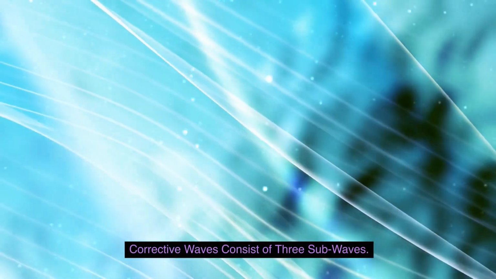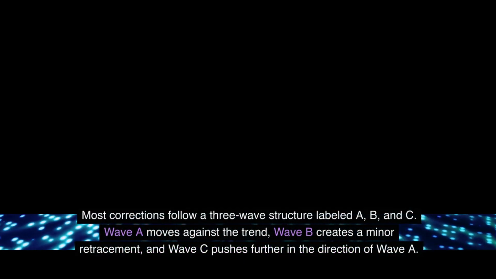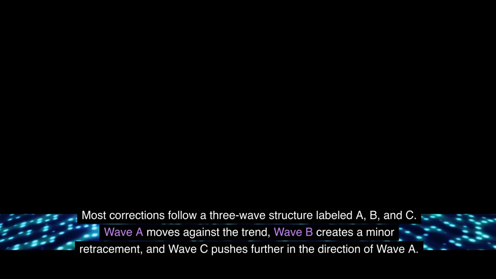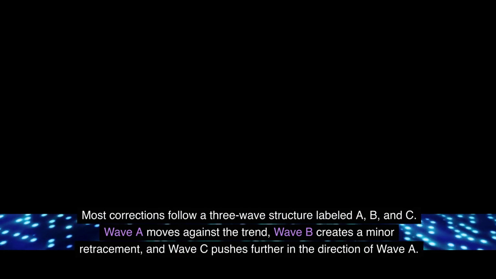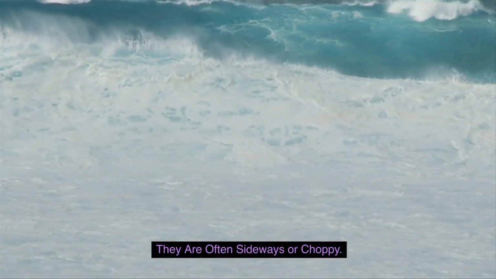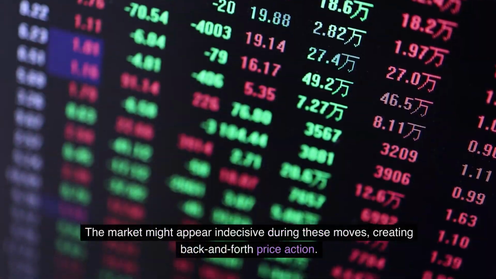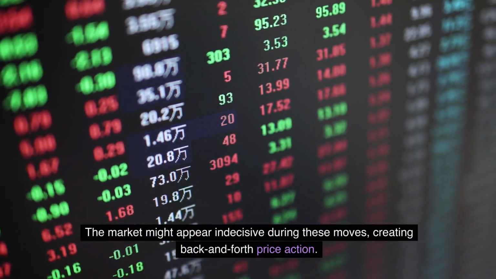Corrective waves consist of 3 subwaves. Most corrections follow a 3-wave structure labeled A, B, and C. Wave A moves against the trend, Wave B creates a minor retracement, and Wave C pushes further in the direction of Wave A. They are often sideways or choppy. While impulse waves are decisive, corrective waves tend to be messy. The market might appear indecisive during these moves, creating back and forth price action.